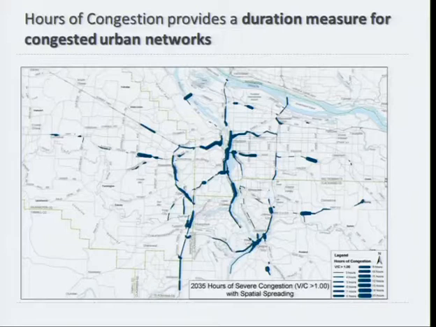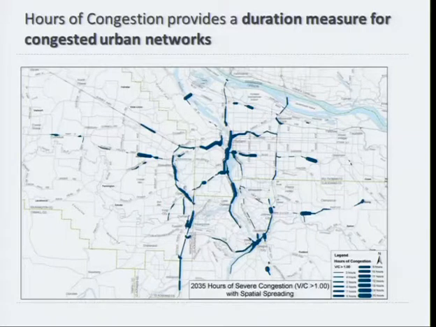Duration of congestion. You can plot it and see for future year scenarios where the system is not meeting some prescribed threshold. And we keep talking about V over C ratio. We could use volume to capacity ratio of 1.0, or you could say 0.8 or 0.7. You can pick your threshold and say, are the volumes above it? So you're not frozen to an LOS F and one threshold.